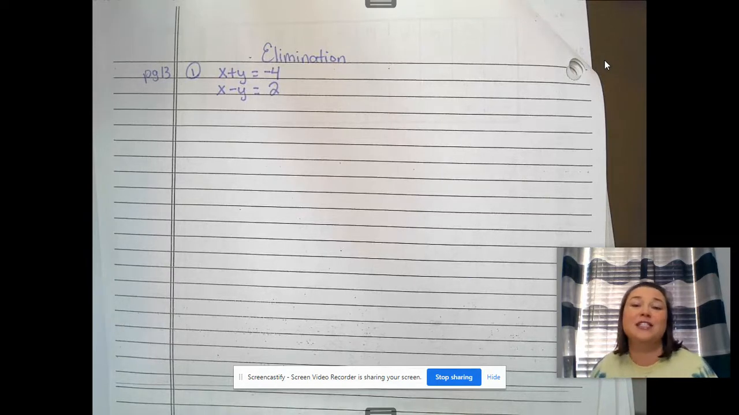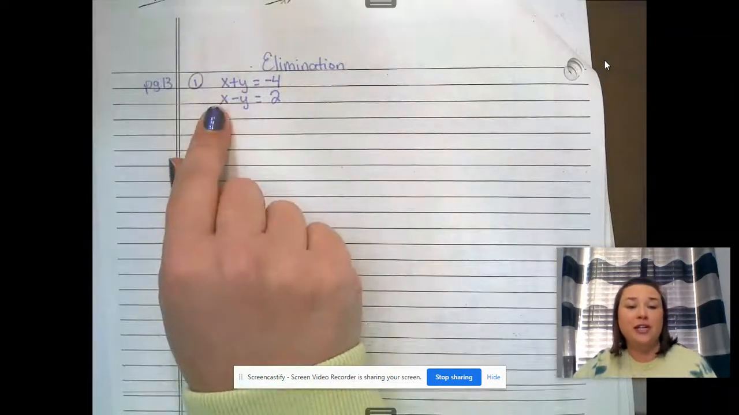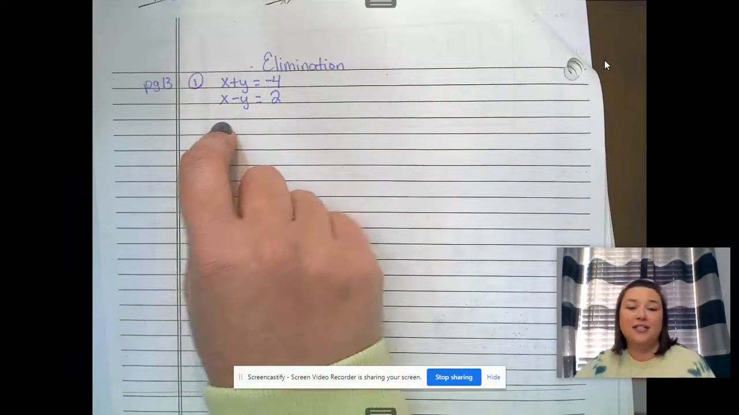Elimination is exactly what it sounds like. You're going to eliminate one of the variables so that you only have one left, and then you can solve for that variable. So there are a few steps to elimination that you've got to check ahead of time.